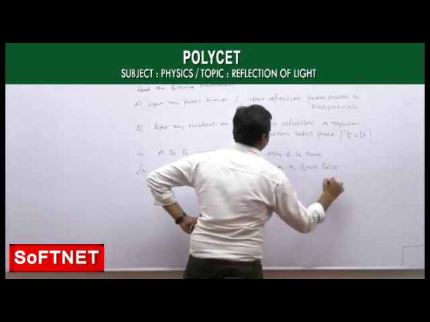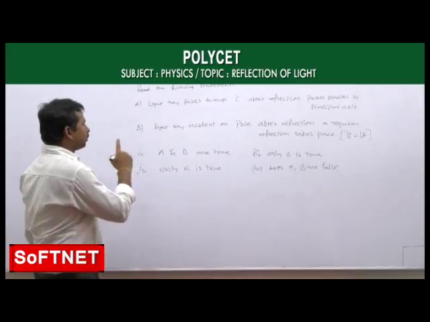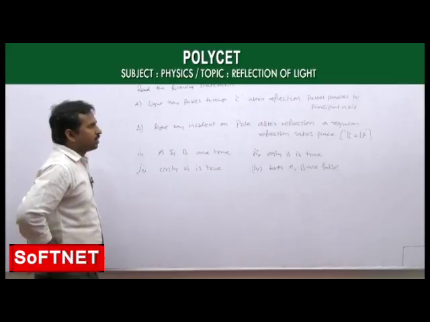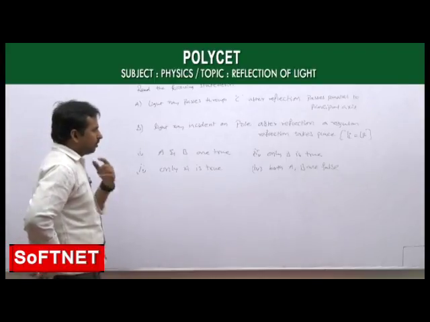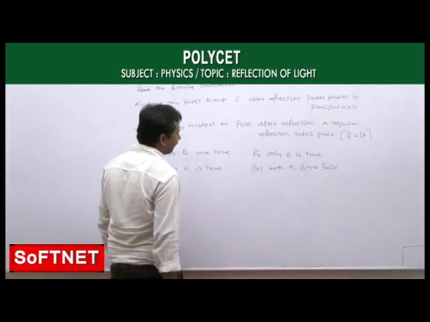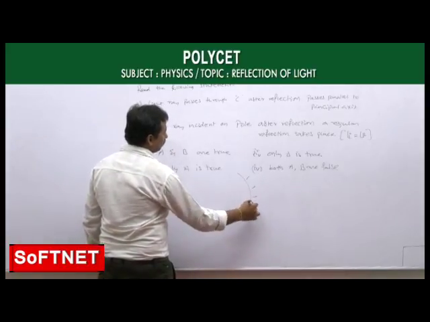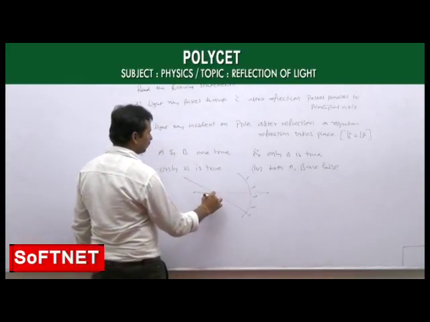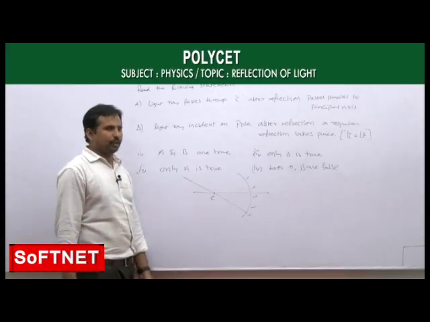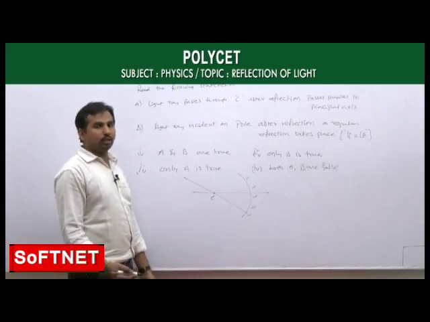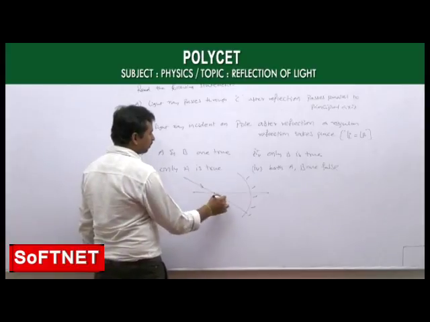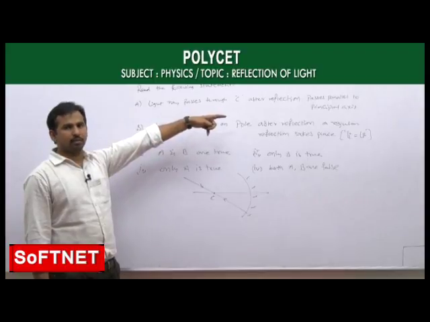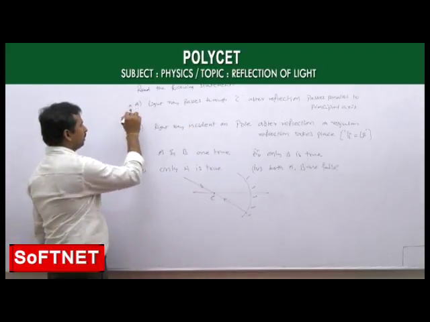If you see the first statement, if the light ray passes through the center of curvature, after reflection it passes parallel to the principal axis. If you remember the rules for ray diagrams, this is a concave mirror and the light ray passes through the center of curvature. Then after reflection, according to rule 3, the light ray has to retrace back in the same path. But given is that the light ray passes parallel to the principal axis, which is a wrong statement.